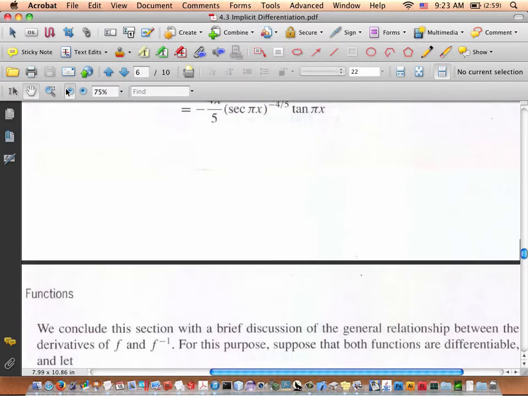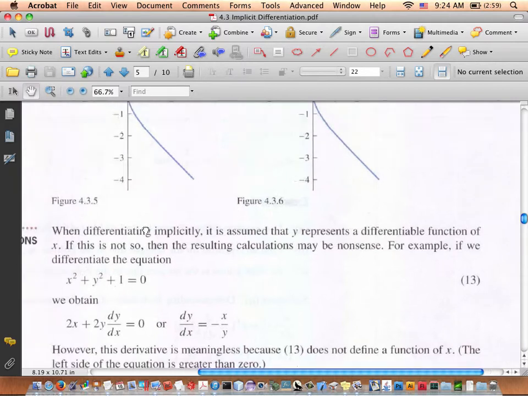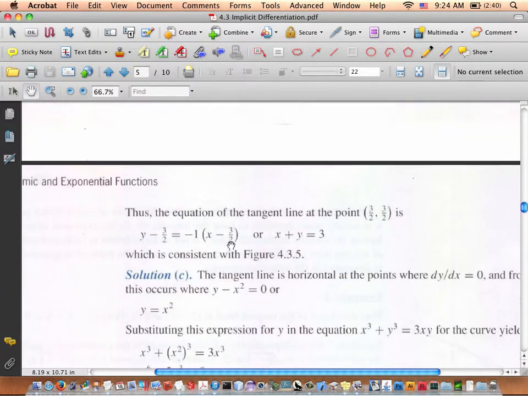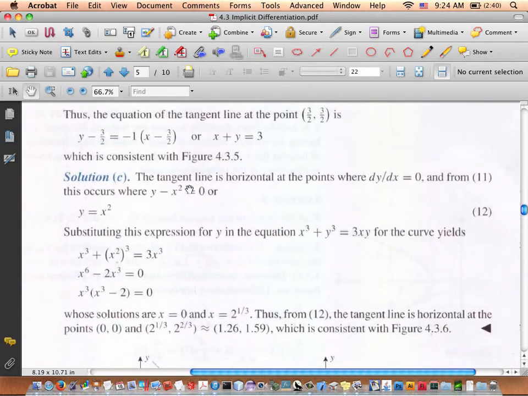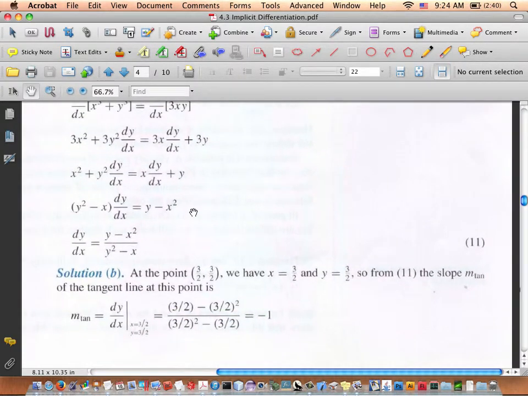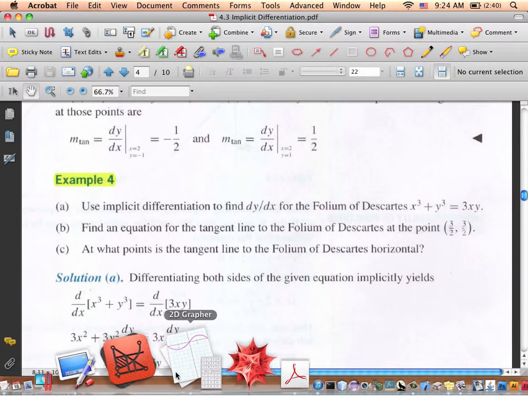Let's see, there's another one in here that's pretty interesting. Yeah, I've got to do this one. This is the popular, what's it called again? I want to say Lemonesque. I might be wrong on that. The Folium of Descartes. There we go. The Folium of Descartes. X cubed plus y cubed equals 3xy.